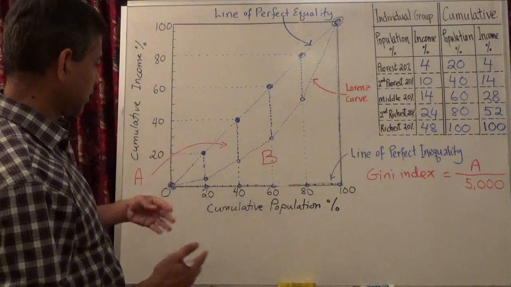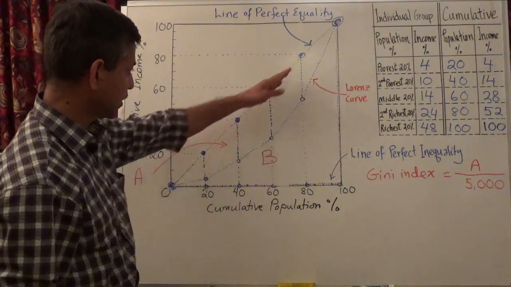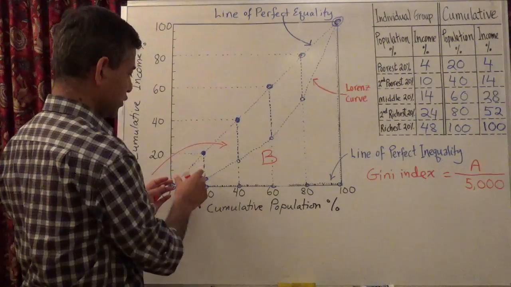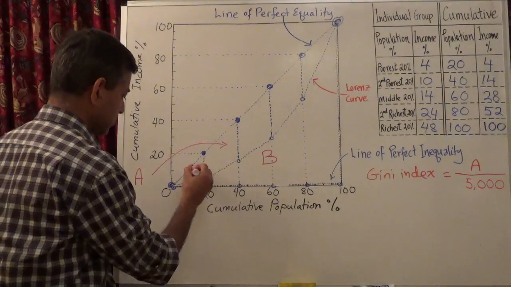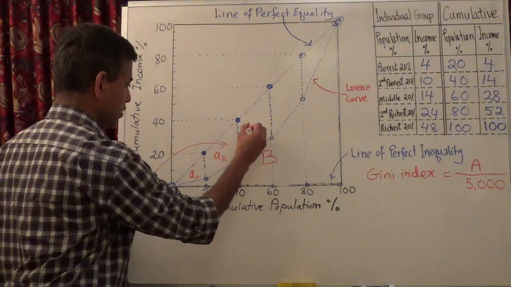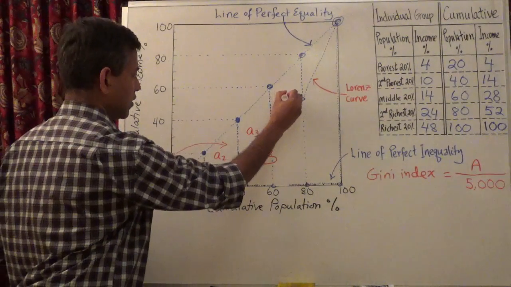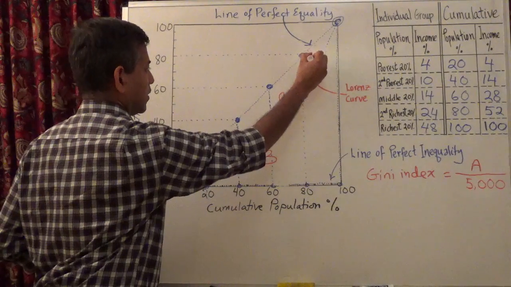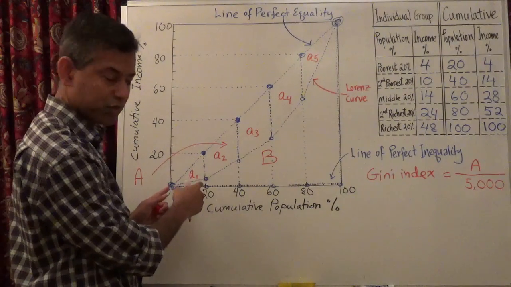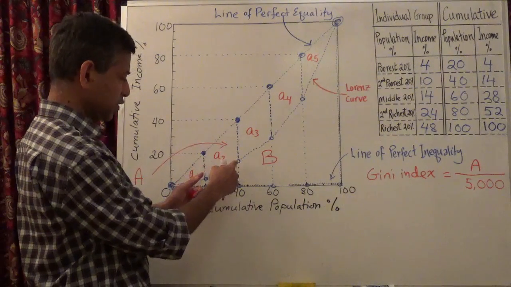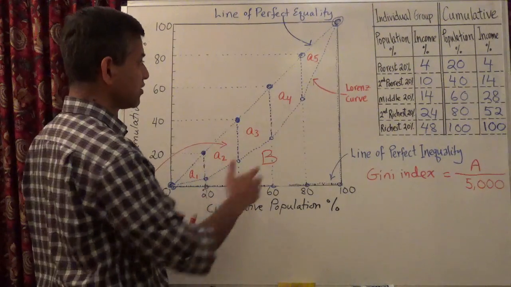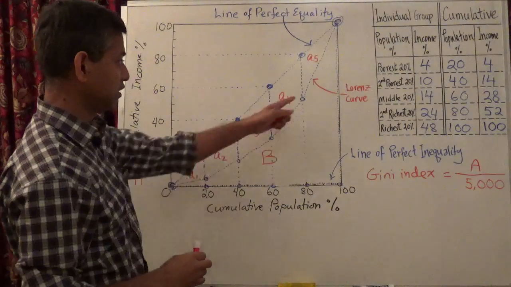Now, I like to calculate the area A directly using these area segments above the Lorenz curve, and so I'll call them area A1, A2, A3, A4, and A5, where A1 is capturing the area of a triangle, and then we have A2 capturing the area of a trapezoid. A3, A4 are also trapezoid areas, and A5 again is the area of a triangle over there.